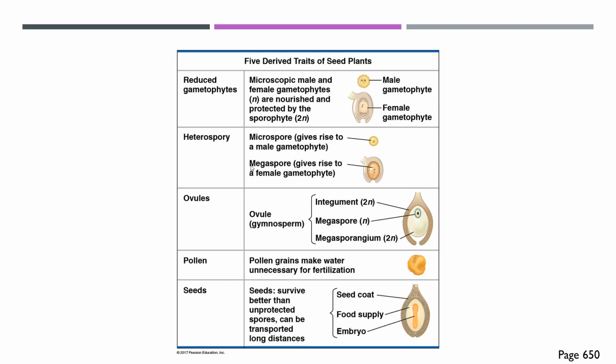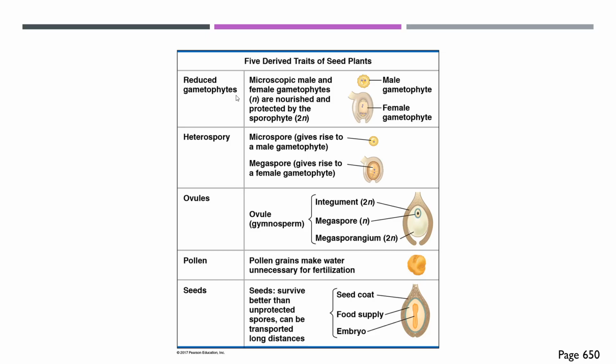Okay, so what you guys see here, this is from page 650 from your textbook. We have 5 derived traits of seed plants: reduced gametophyte, heterospory, ovules, pollen, and then here's the big one, seeds. So I'm just going to go through these 5 here and give you a little bit of detail about them before we move on and talk about specific phyla of plants that have seeds. Okay, let's look first at the reduced gametophyte.